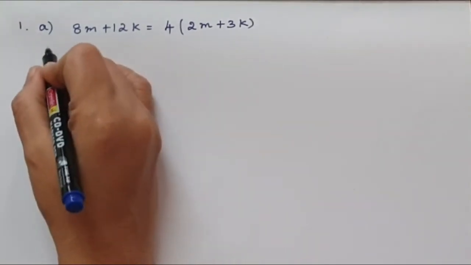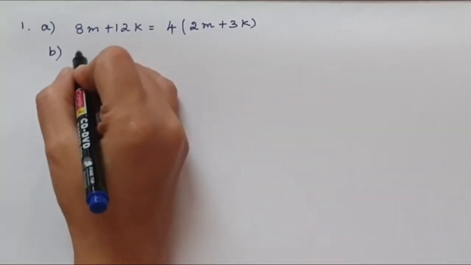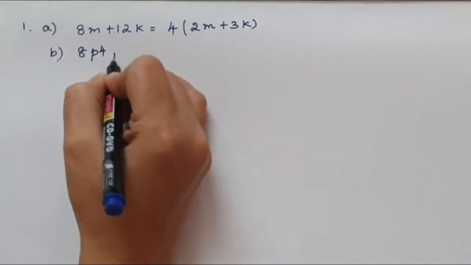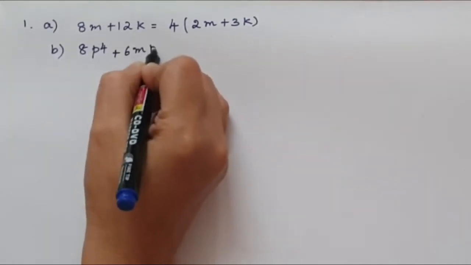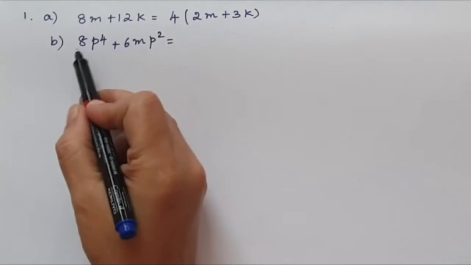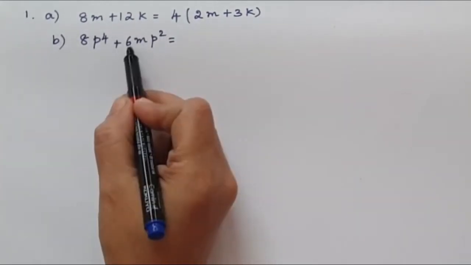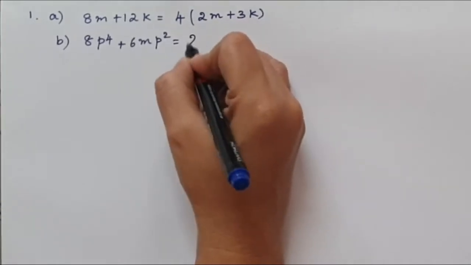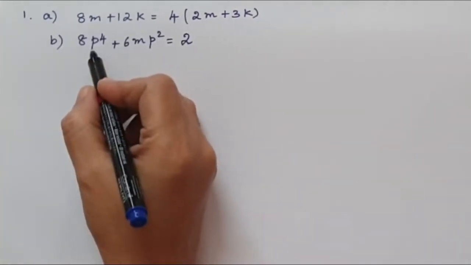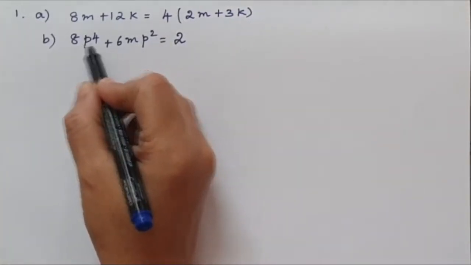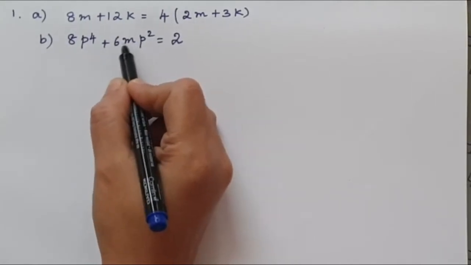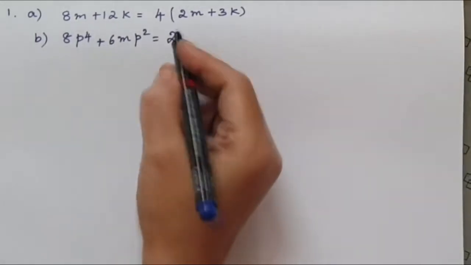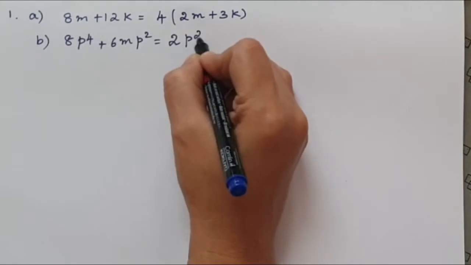In the same way, suppose b, if you take 8p power 4 plus 6mp squared. Here this 8 and 6 are divisible by 2. No other number is common, so only 2 is common. So take that 2 out. Now check for the alphabets. Here it is a p power 4 and here it is a p squared. Here there is an m, but we don't have an m over here. So only p squared is common.